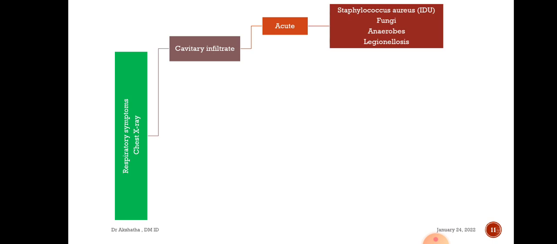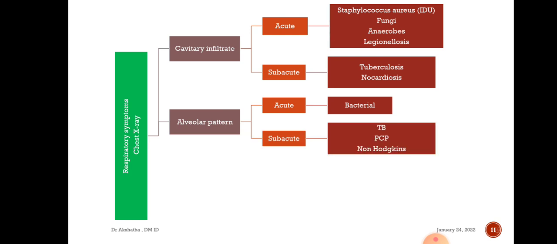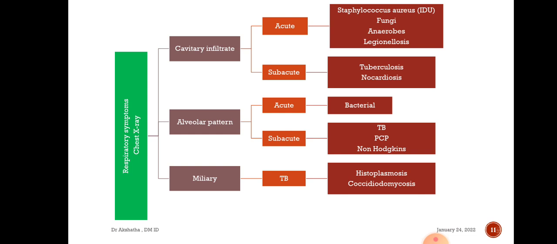Next, if there is cavitatory infiltrate and it's an acute presentation, you will have to look for Staphylococcus aureus, fungi, anaerobes. Subacute, again tuberculosis and Nocardia. Alveolar pattern, acute situation, bacteria; subacute, it could be TB, PCP and non-Hodgkin's. Miliary, obviously first and foremost is your TB. Apart from that, other dimorphic fungi like Histoplasma and Coccidioidomycosis. One important fact is that it is very common in a PLHA patient to have co-infection of TB and Histoplasma, which is usually not looked into.